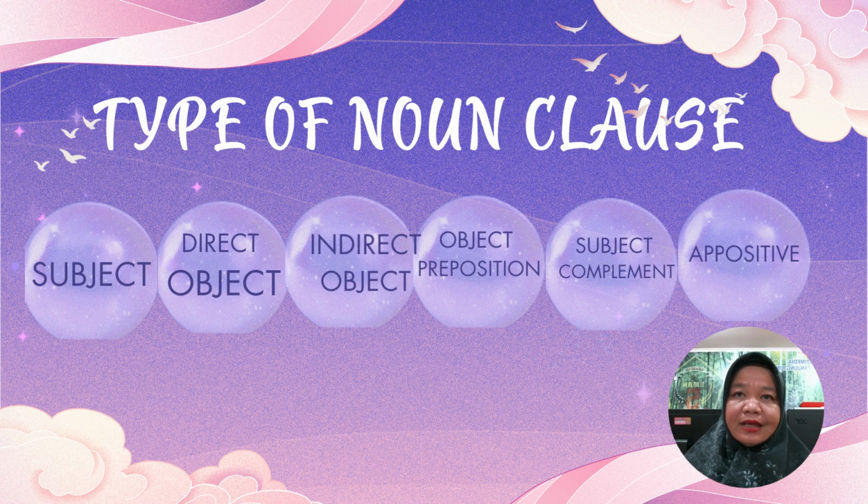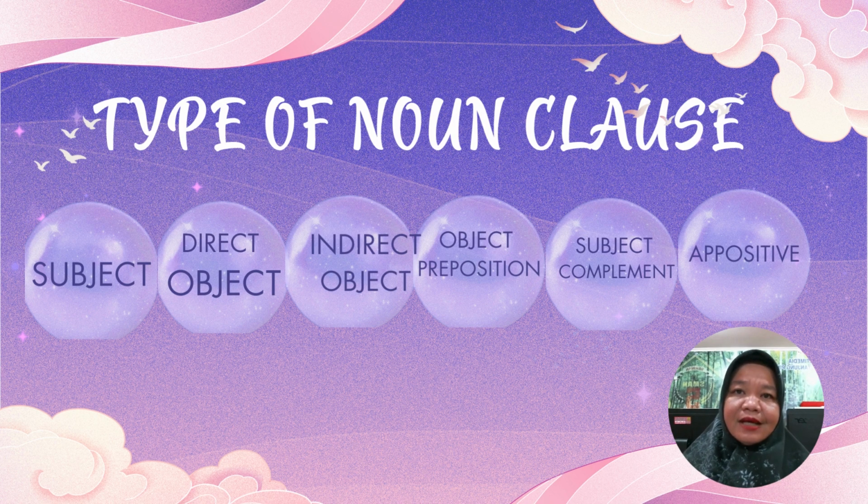The second is direct object. The example is students should pick whichever question they want; whichever question they want is the object. Then, indirect object: I will give whoever wants it this small gift. Whoever wants it is the indirect object. Next, noun clause as object of a preposition. The example is the teacher is not happy about whatever you did.